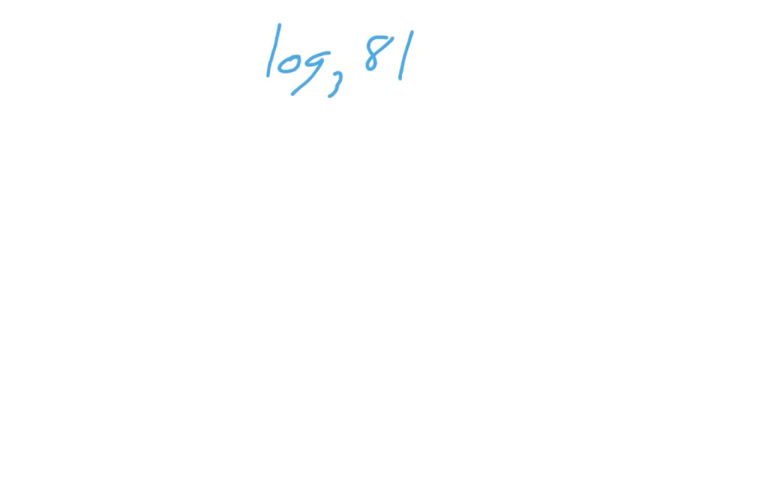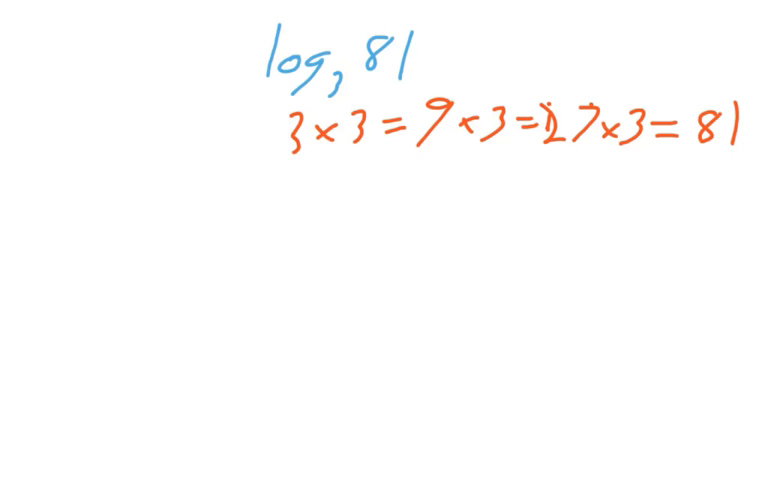In example number 3, we're asked to do log problems. In order to do this, I'm going to do 3 times 3 equals 9. That wasn't enough 3's. Times 3 equals 27. And that's not enough 3's. So I multiply by one more 3 and I get up to 81. So I had 1, 2, 3, 4.